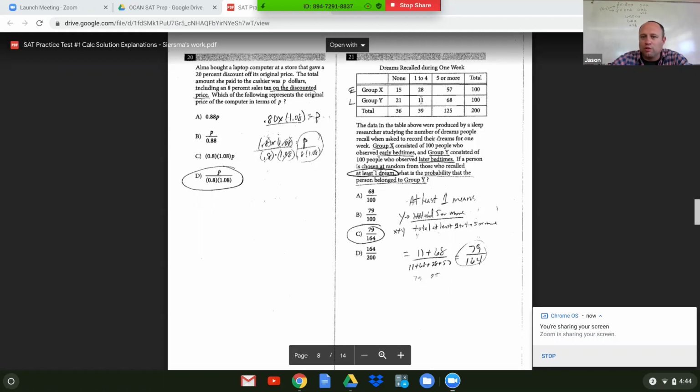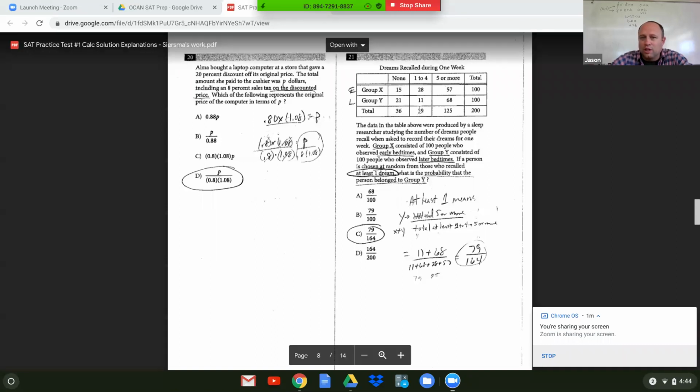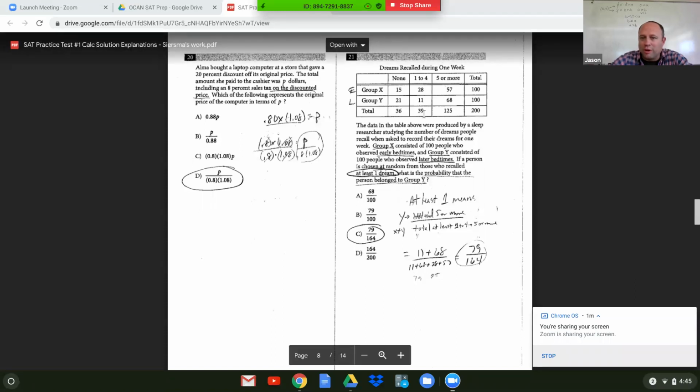They recalled 1 to 4. But so are these, right? The 5 or more is at least 1, right? So what is the probability that a person belonged to group Y? Well, of all the people who recalled 1 or more dreams, that's adding all 4 of these columns together. That's why I was trying to show you down here the total of at least 1 to 4 or 5 or more, where I added 11 plus 68 plus 28 plus 57, because these totals don't matter right now. These 4 are the ones that recalled 1 or more a week. So that is my total.